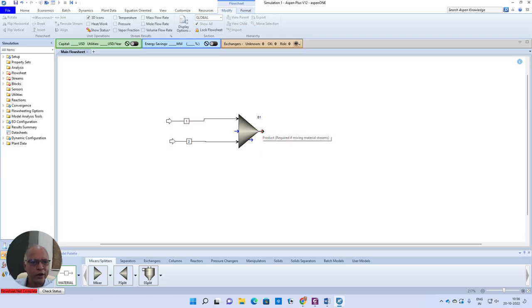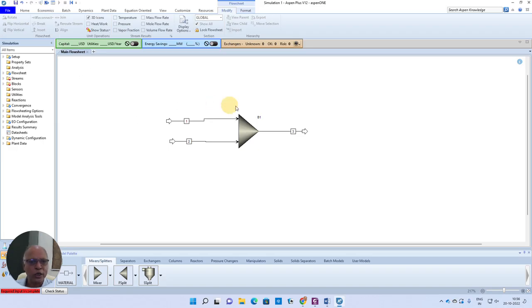Similarly, let me also add one output. So this is the output stream. Again, as you know, material cannot be destroyed. That means this material is going into maybe a storage tank. Now, if you want, you can name these streams. You can name the block. So if you want, you can try those. Now, once you draw this flow sheet, you can go into the next input step by pressing N.